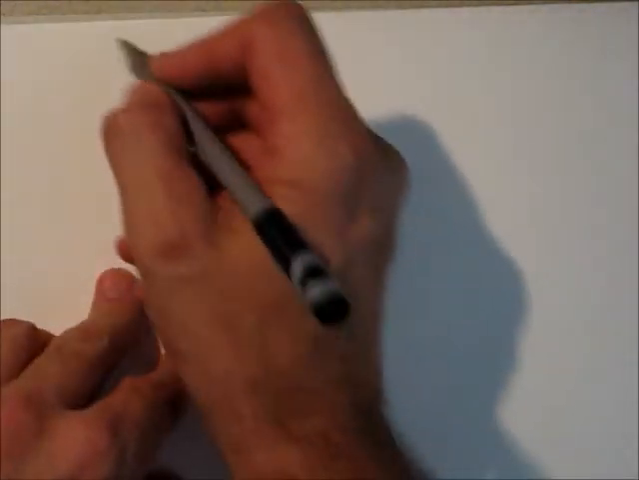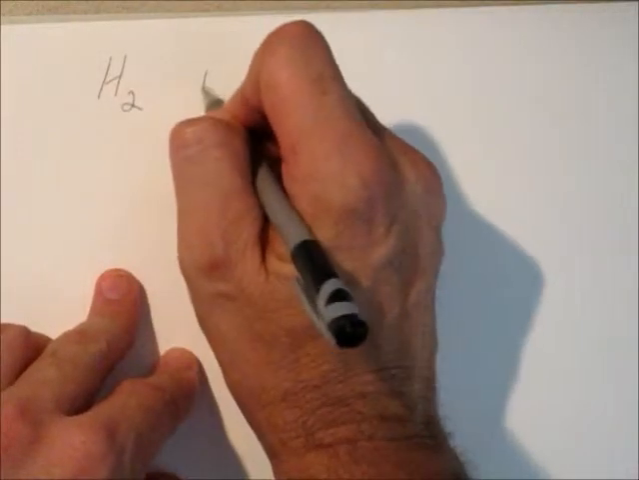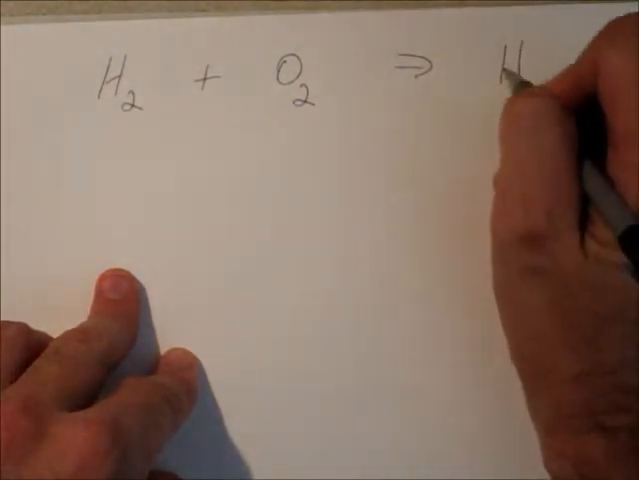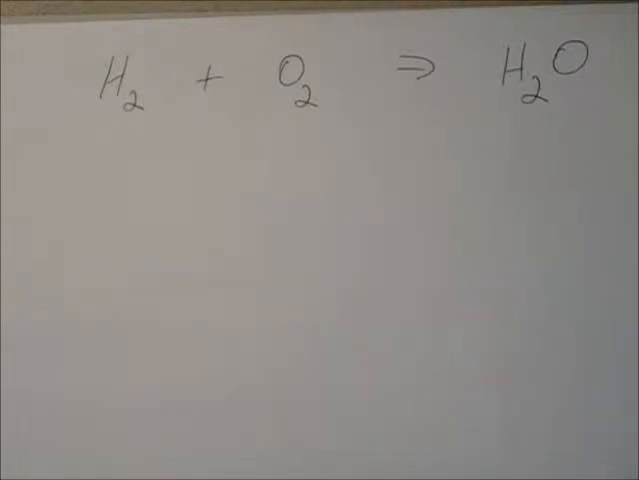We're going to do a second tutorial on balancing equations. I'm going to actually use the same kind of example, the reaction of hydrogen and oxygen, but show you a slightly different way of balancing the equation. So let's start with H2 plus O2 gives H2O.